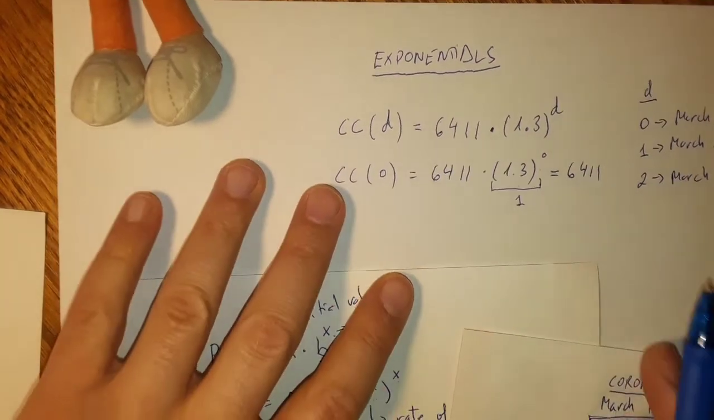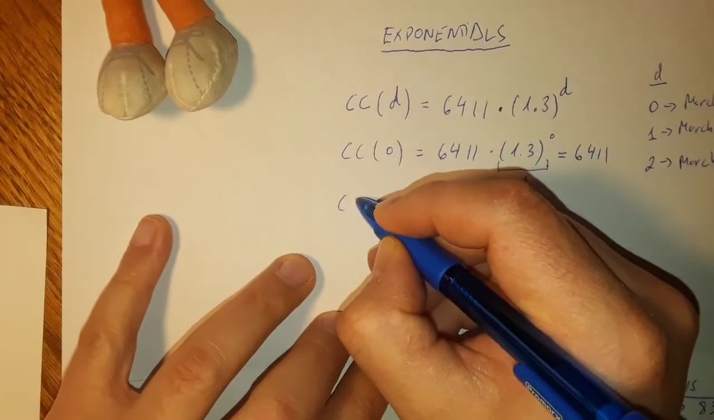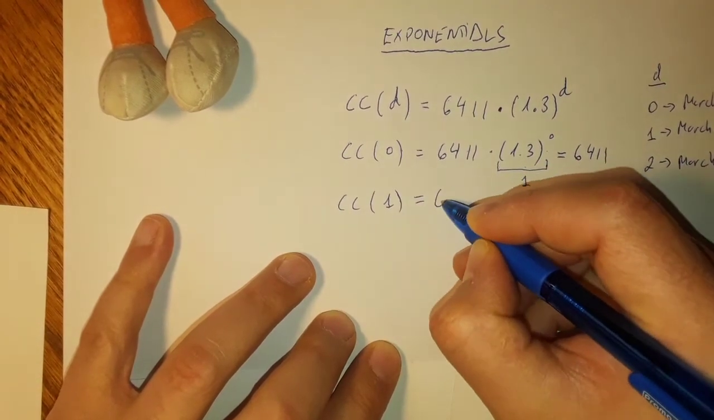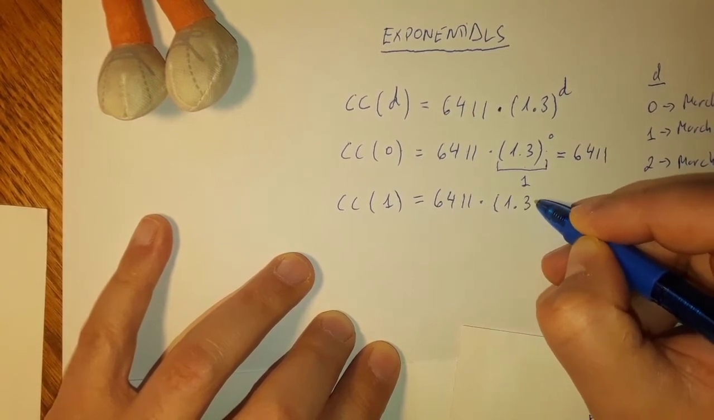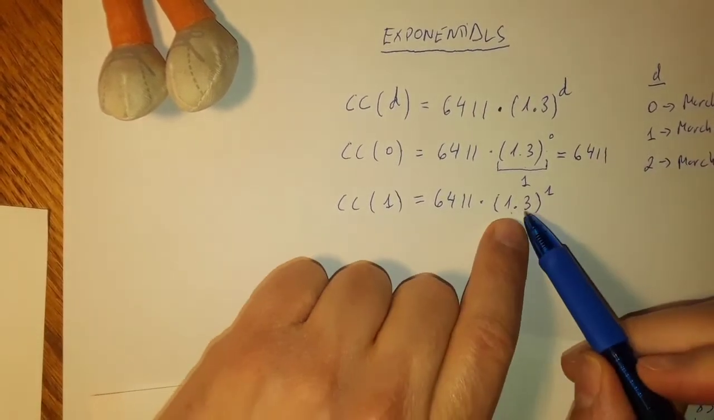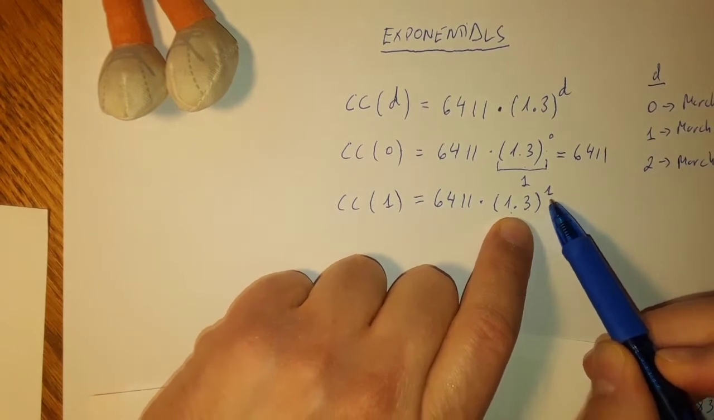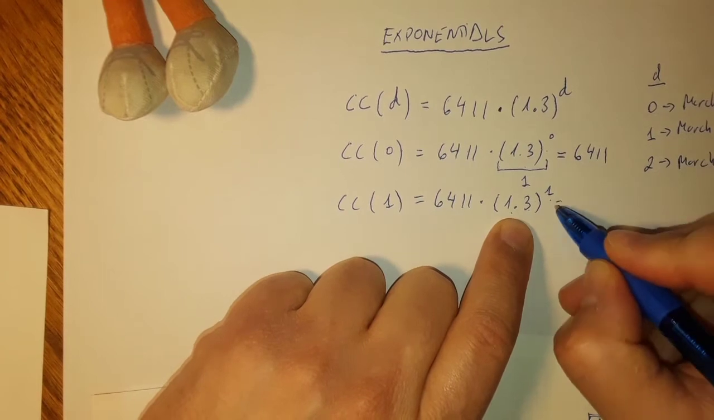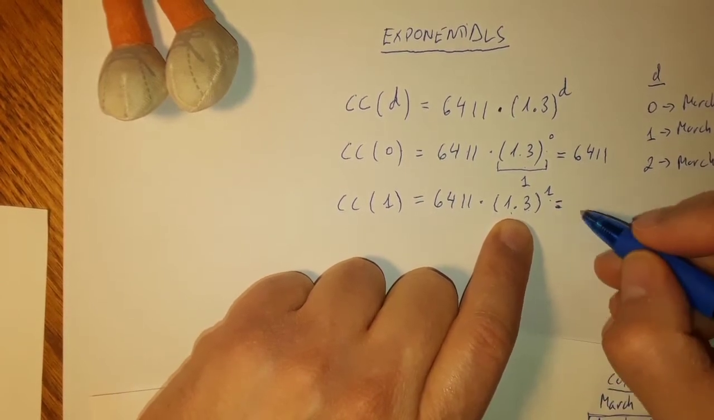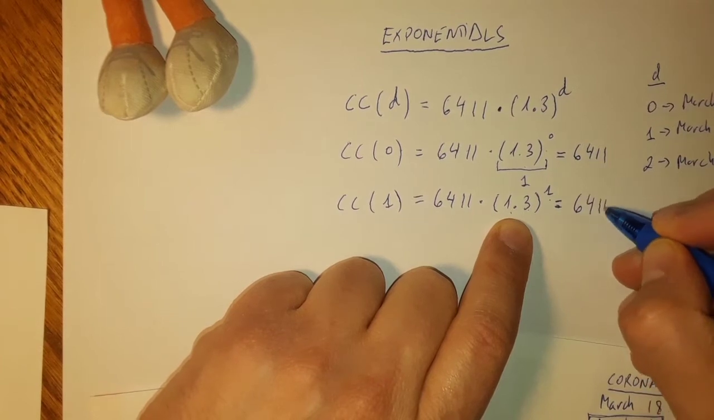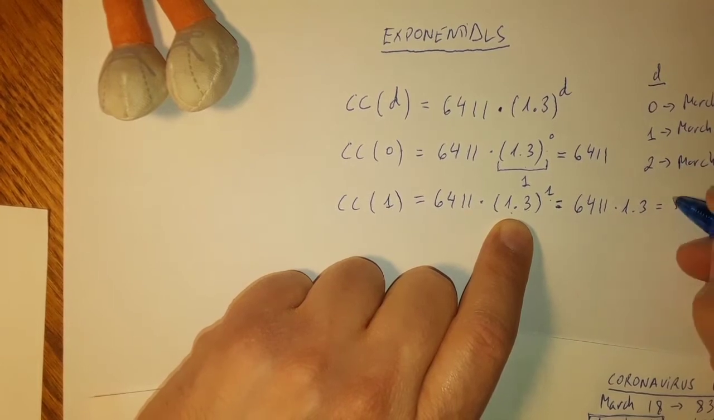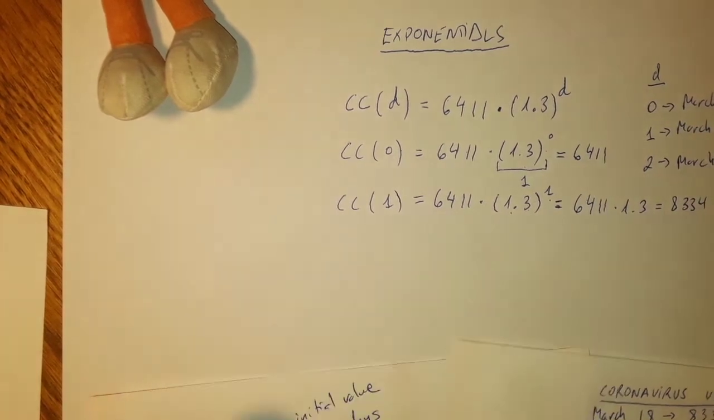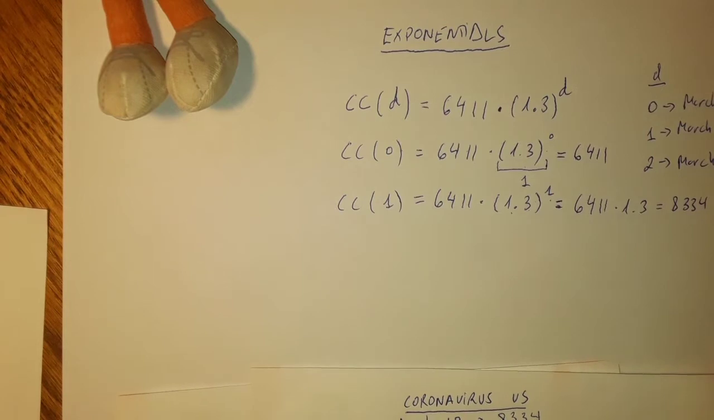Now, if the input is a 1, then now we have 1.3 to the first power, which is actually 1.3. Because it doesn't change, right? Anything to the first power doesn't change. So we have 6,411 times 1.3, which gets us 8,334, right?